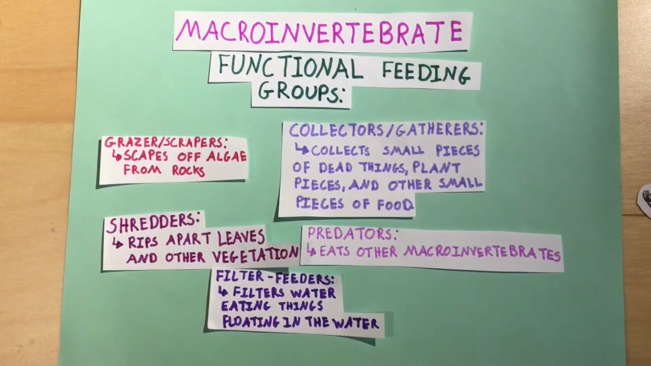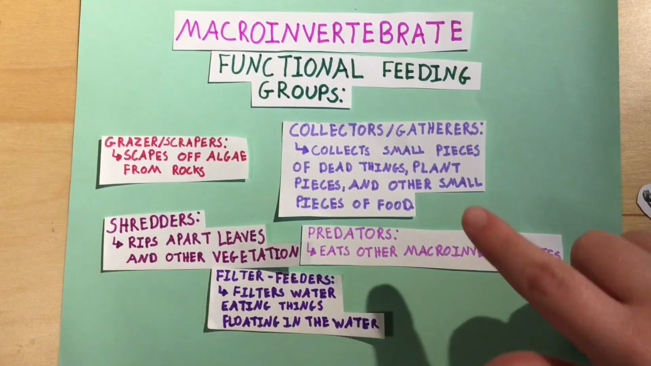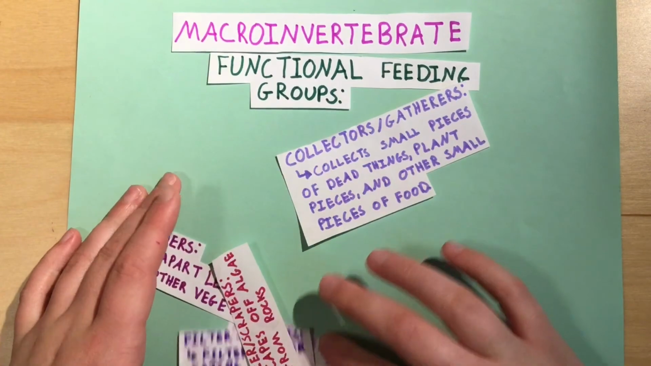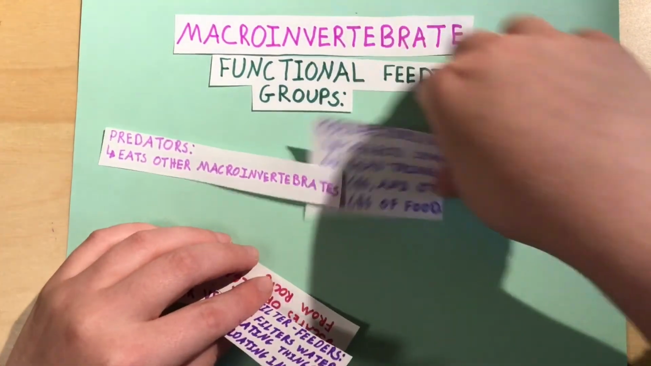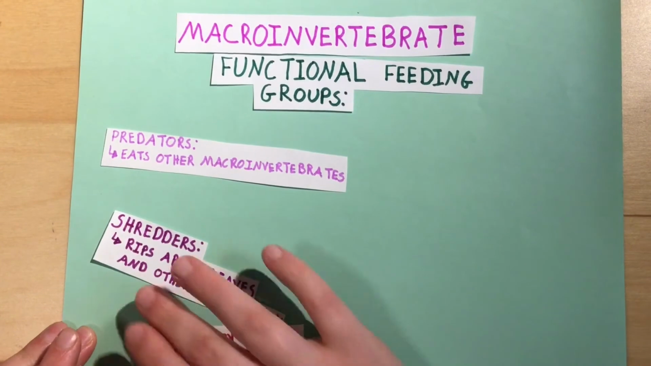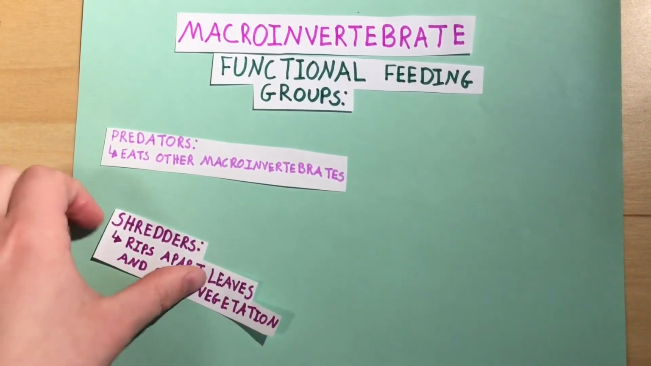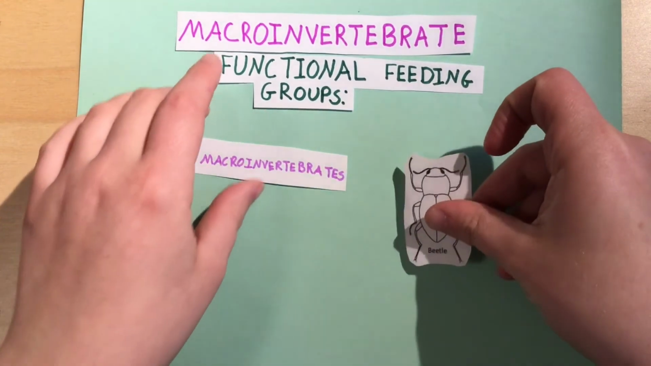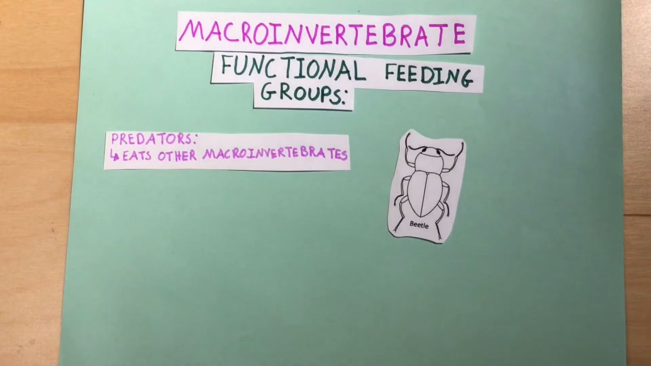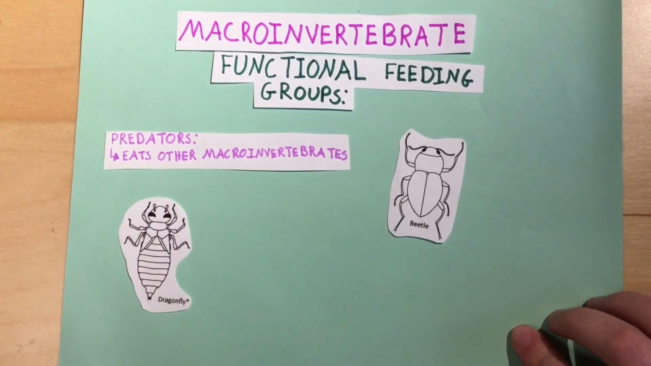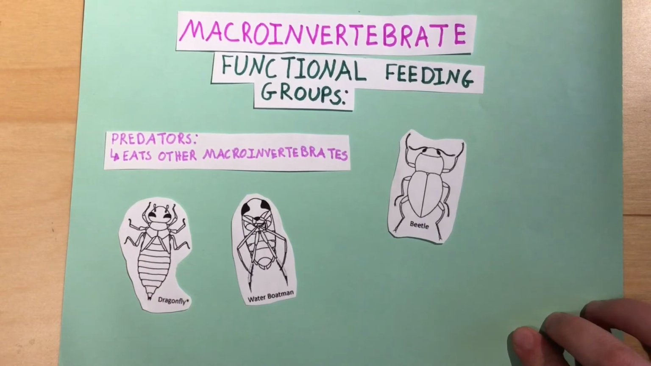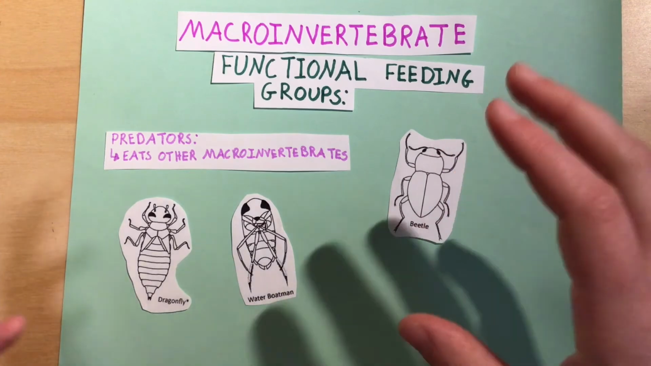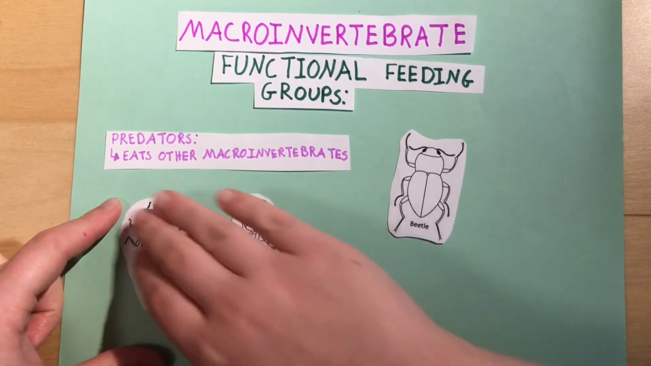With this, I'm going to give you some examples of macroinvertebrates that are in these different functional feeding groups. So the first one I'm going to start off with is predators. I'm going to clean this off really quickly. So predators, they're animals that eat other macroinvertebrates. So some examples of some predators are the water beetle, dragonfly larvae, and water boatmen. They have specialized mouthpieces that will allow them to tear apart and eat other hard things.